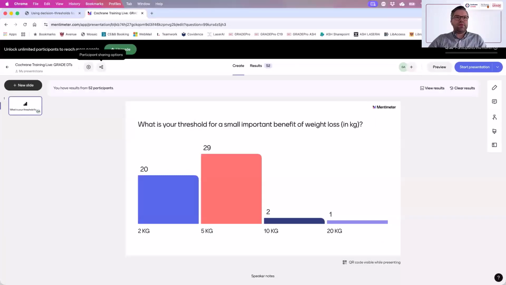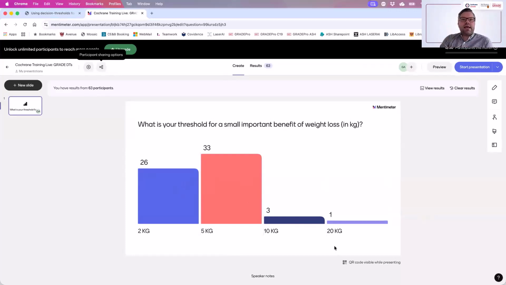And I'll share with you the results here. So you see here as an interesting example, I would consider these fairly equivalent answers. 24 people from our group today considered that 2 kilograms of weight loss is a small important benefit, 32 considered 5 kilograms, and then fewer considered 10 and 20 kilograms.